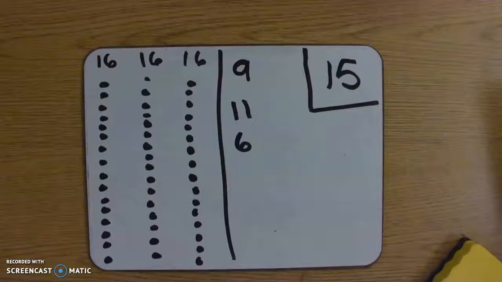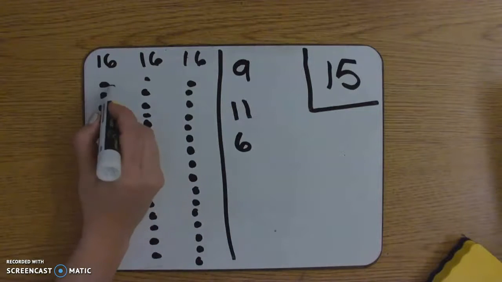Okay, my friends, did you solve the problem? Do you have an answer? Let's see one way that I solved the problem to prove my thinking. I'm going to use the picture I already drew because I see 9, 11, and 6. So I'm going to split each row into those two groups.